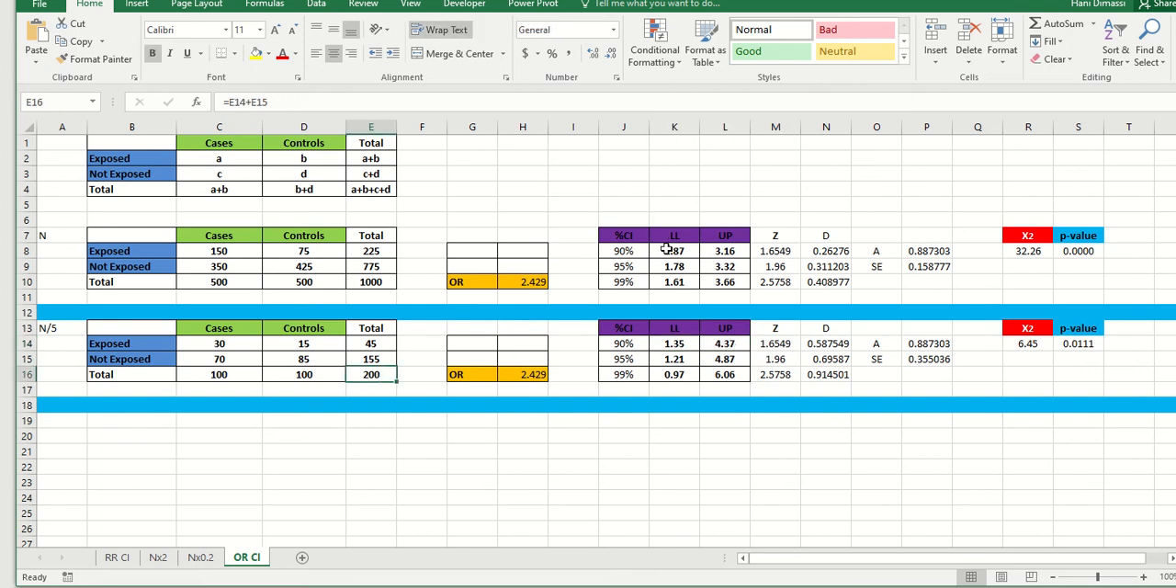So a 90% confidence interval used to be 1.87 to 3.16. Now it's 1.35 to 4.37. You can see how much wider it is, much, much wider. The 95% confidence interval used to be 1.78 to 3.32. And now it's 1.21 to 4.87. And the last one used to be 1.61 to 3.66. Now it is 0.97 to 6.06.